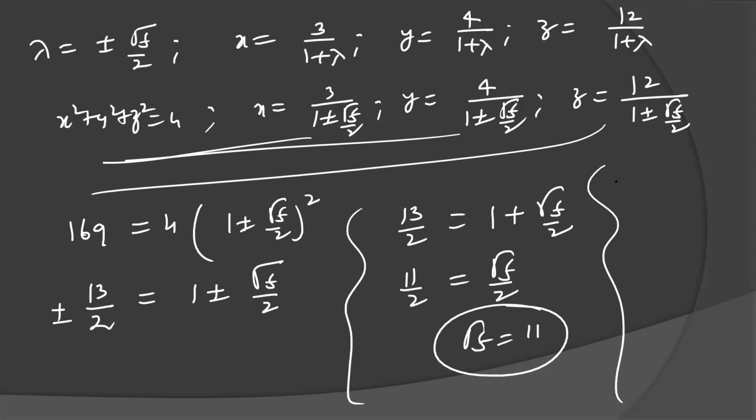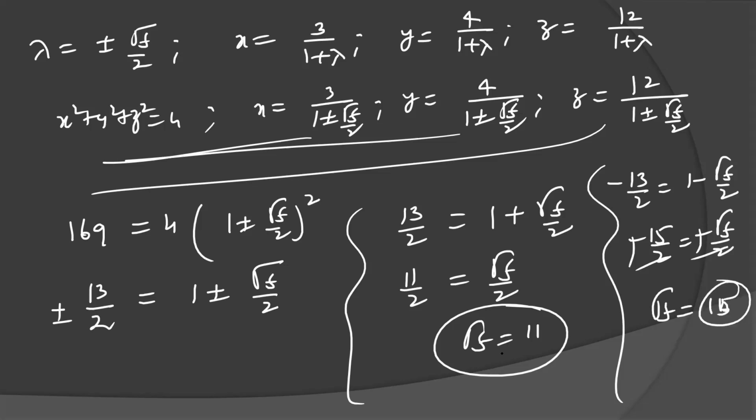Take the negative sign on both sides: minus 13 by 2 equal to 1 minus root f by 2. So that will be minus 15 by 2 equal to minus root f by 2, minus minus cancel. So root f equal to 15. So another distance is 15. Root f is actually the distance. So the minimum distance is 11, the maximum distance is 15.